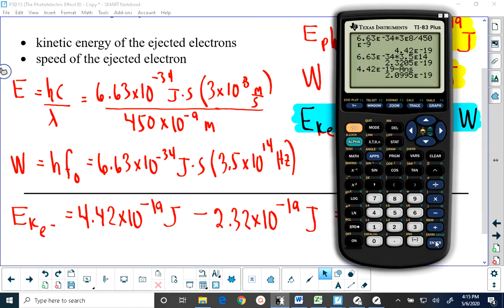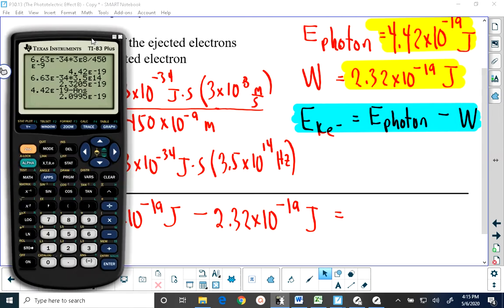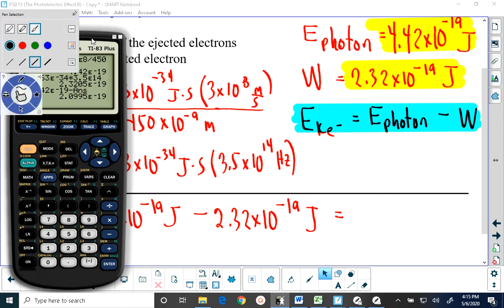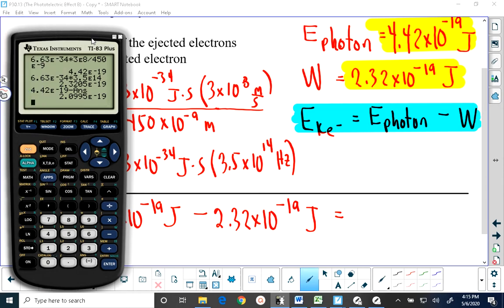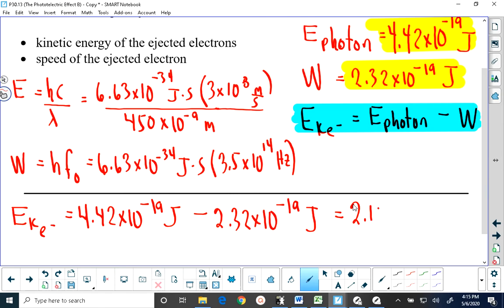So I'm getting 2.0995 multiplied by 10 to the negative 19. Rounding to three significant figures would be 2.10 multiplied by 10 to the negative 19 joules. That's the first answer to the question, what's the kinetic energy of the ejected electrons?